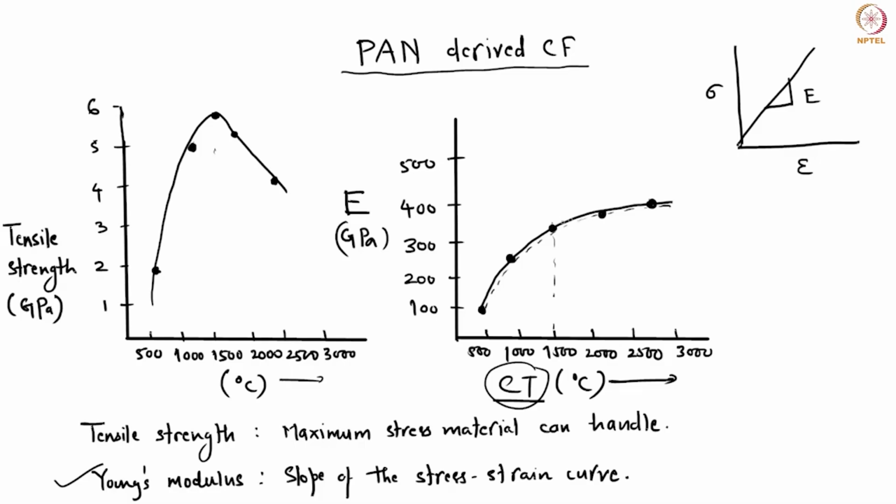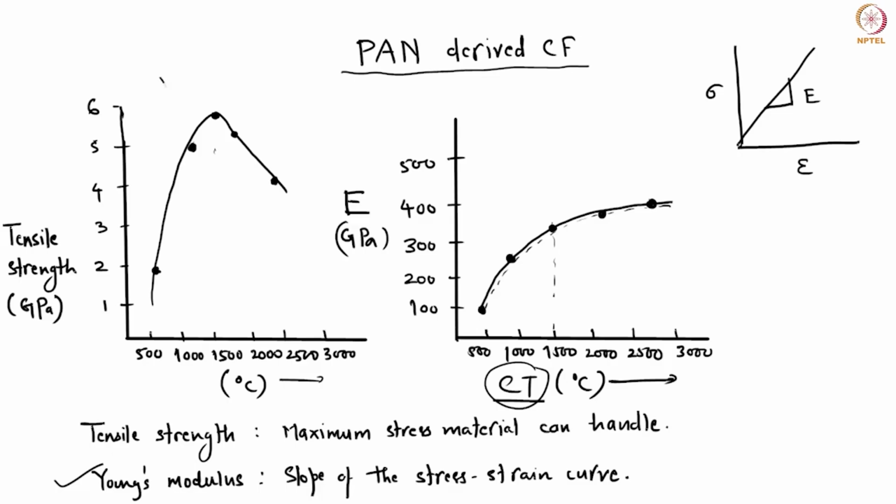Above 1500, you do have an increase in the Young's modulus. However, it is not a very sharp increase. The curve almost flattens, but there is a certain increase. There is another property known as the tensile strength. Whenever you're thinking in terms of a wire or fiber-like structure, that is the maximum stress that your fiber can handle. Above that, it will break. So that is your tensile strength.